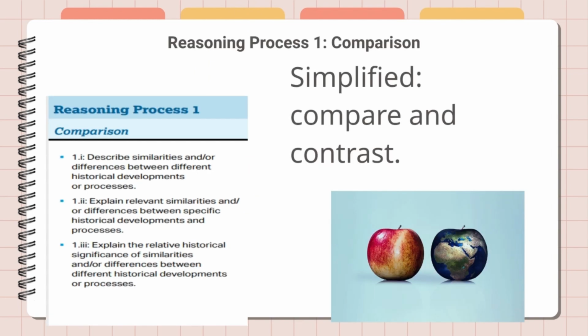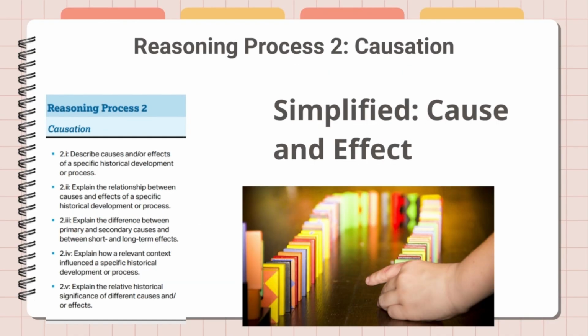Reasoning processes. There are 3. Comparison. To simplify this, compare and contrast. Okay. Similarities and differences. The significance of them. The relationship between them. Causation is cause and effect. Why did things happen?